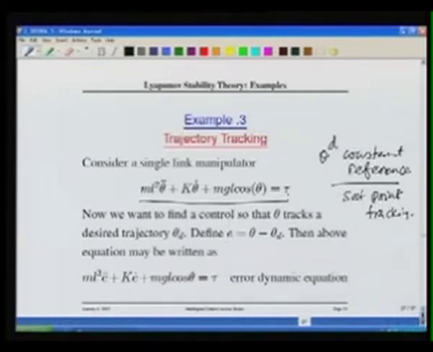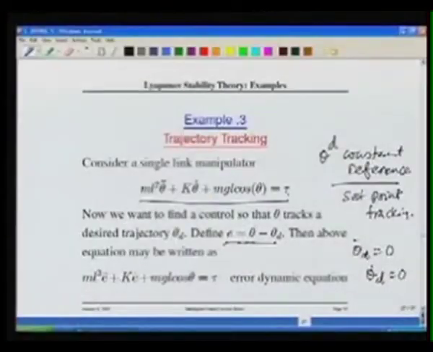So, this is my dynamics, and I want that whatever my initial angular position of this link, it has to go to a desired theta d. So, how do I actuate a torque here by the motor such that this link goes to any point, any angle?